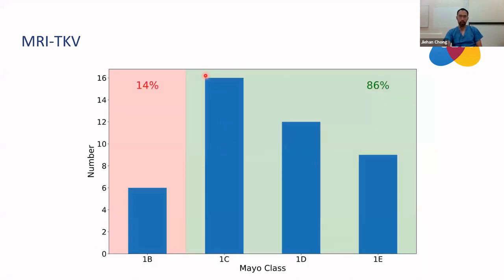In this cohort, which is almost entirely selected by eGFR decline, in fact, we have only one patient who was selected by MRI-TKV, you wind up with a cohort that's greatly enriched for the worst Mayo classes of 1C, 1D, and 1E.